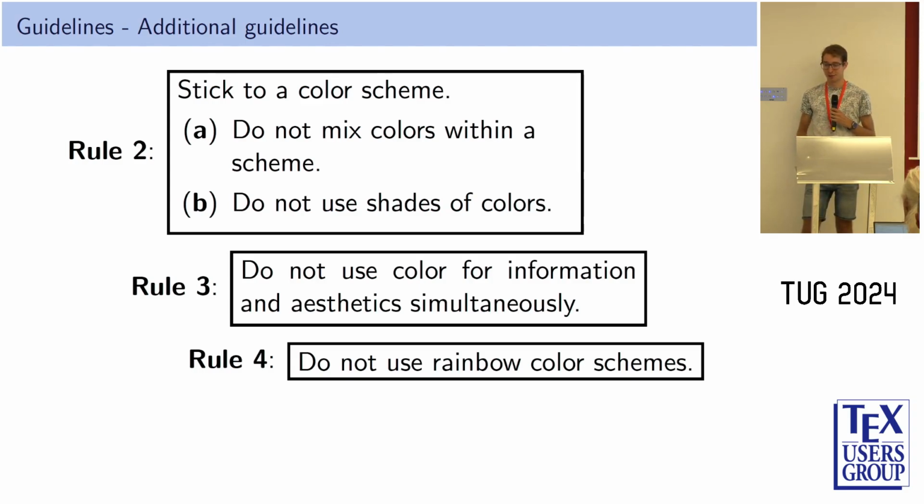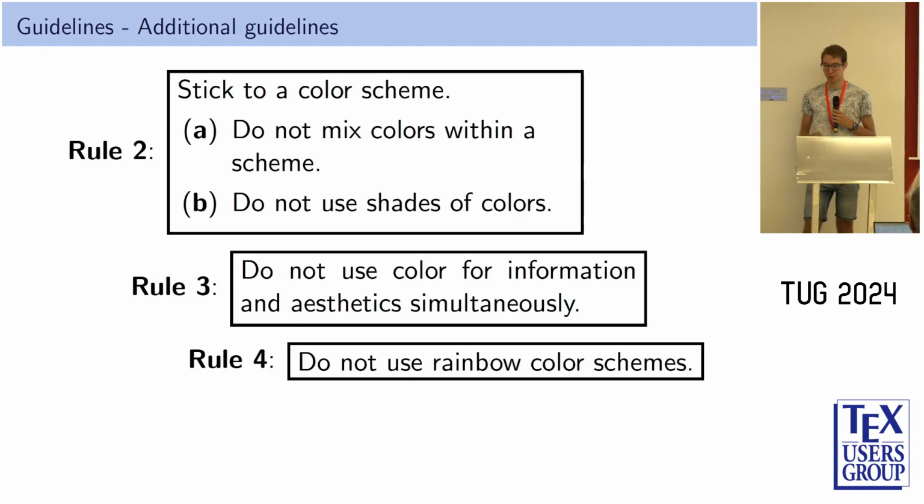Then there are two more small rules. Rule number 3 is you should not use color simultaneously for aesthetics and for information. So, for example, in a scientific poster, it's entirely fine if you use color for aesthetic reasons. But if you have some graphic in there where you want to use color to convey some information, then you should not use additional color in the same graphic to make it more aesthetically pleasing, because most of the time you make it harder for people to extract the important information. So it's best not to mix aesthetics and information in your graphics.